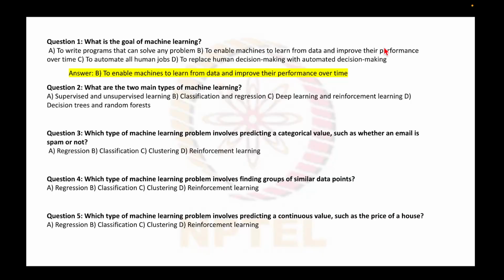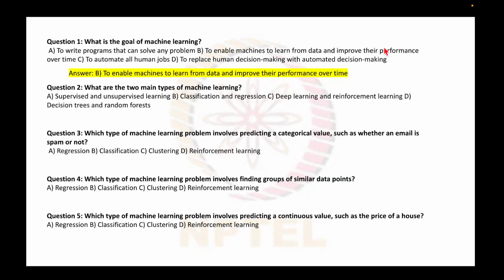So what are the two main types of machine learning algorithms? Are they supervised or unsupervised learning, classification and regression, deep learning and reinforcement learning, or decision trees and random forest? Yeah, as the answer mentions, supervised and unsupervised learning.